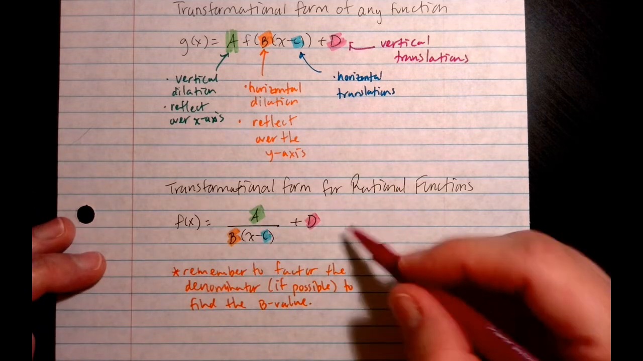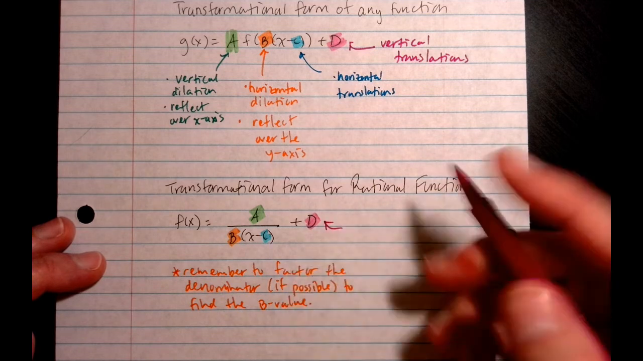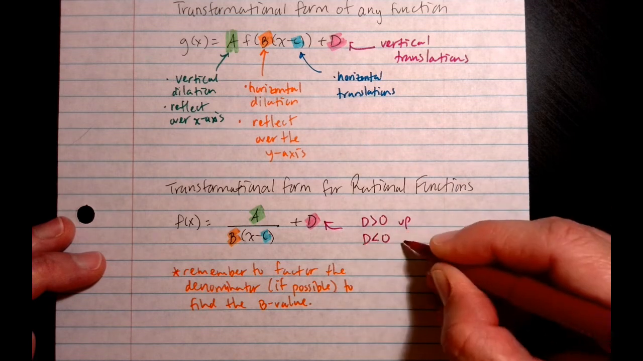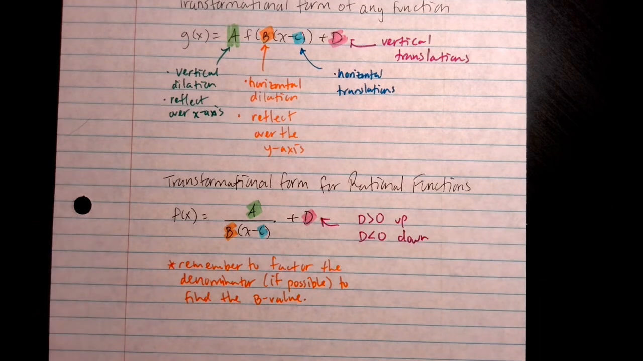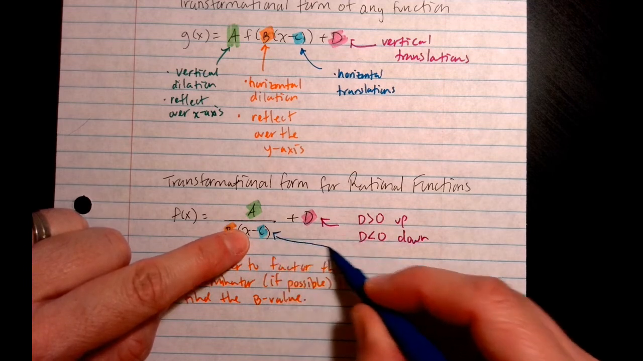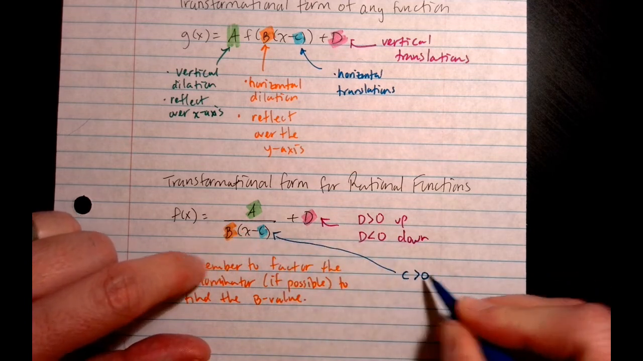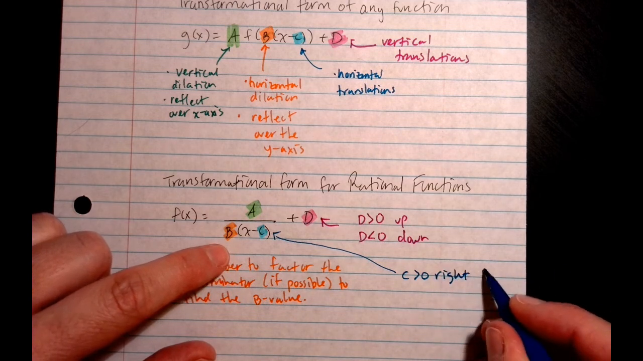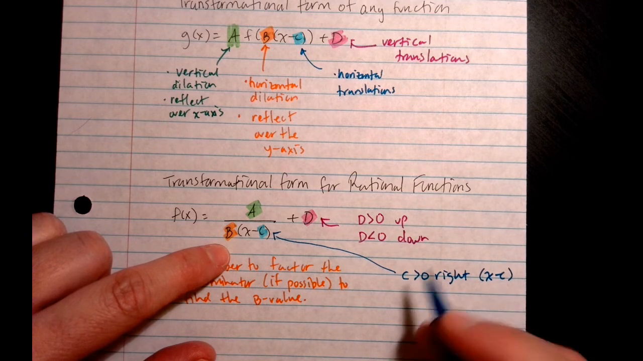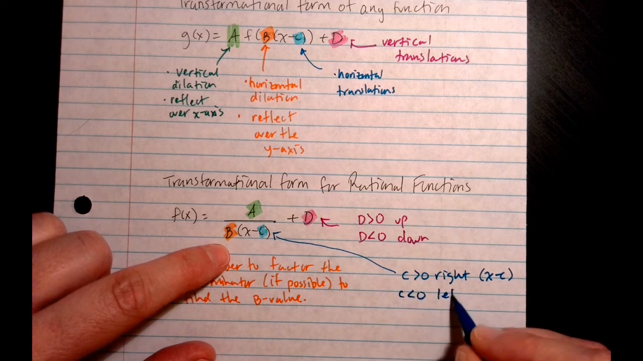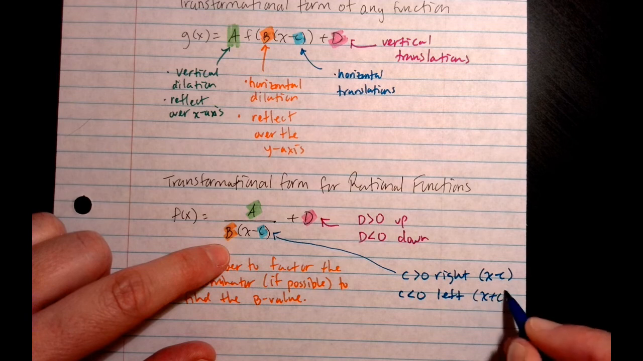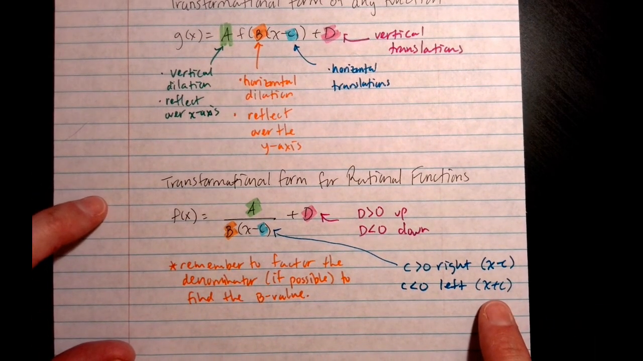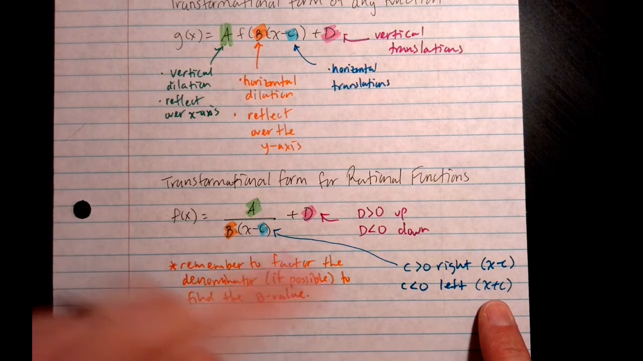I want to point out something. When you do the D value, if D is positive, you will go up. If the D value is negative, it will move down. The opposite is true for C. If the C value is positive, you will actually move to the right, but what will happen is inside it'll look like this. If the C value is negative, you will actually move to the left, and the denominator will look like that. So in other words, for the C value, you have to think of the opposite sign of what you see.